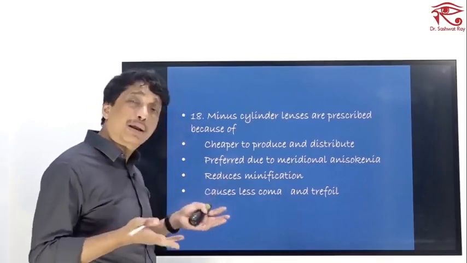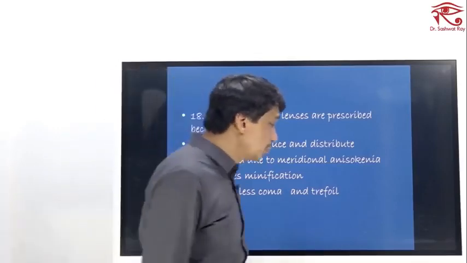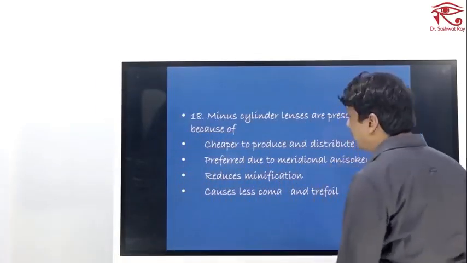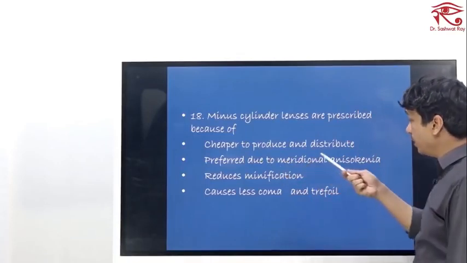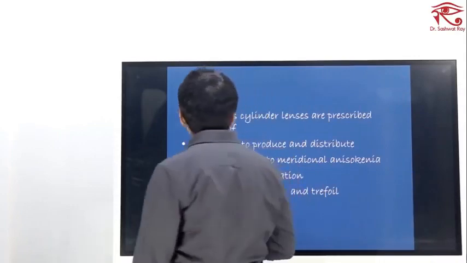These are higher order aberrations. So these are the four choices we have, and the answer here is B, which is preferred due to meridional aniseikonia. First of all, we need to know what is a minus cylinder and what is a plus cylinder.